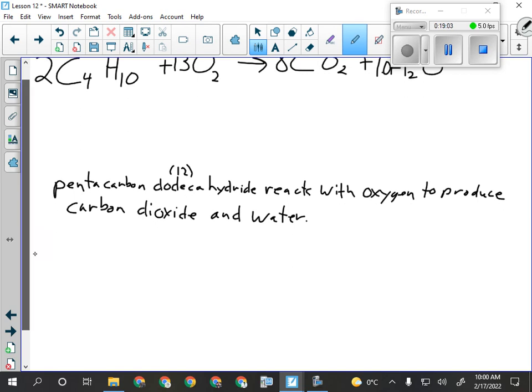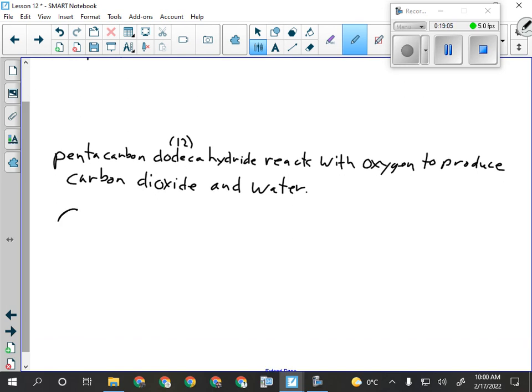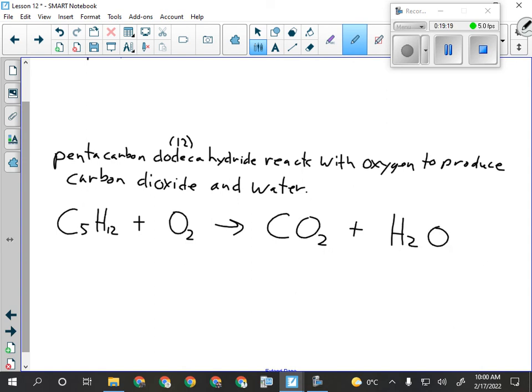For the second one, we have pentacarbon, so that's C5, dodecahydride, H12, right? Reacting with oxygen gas, O2. And that is going to produce carbon dioxide and water. So writing these ones out in formula form is quite a bit easier. There's no dropping and swapping, no Roman numerals or any crazy stuff to do. You just write them out. So obviously it's a combustion reaction and I need to balance it.